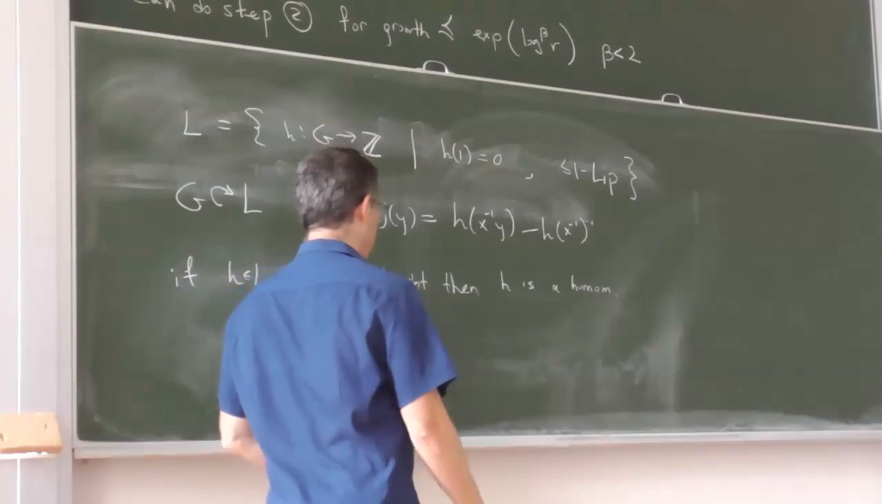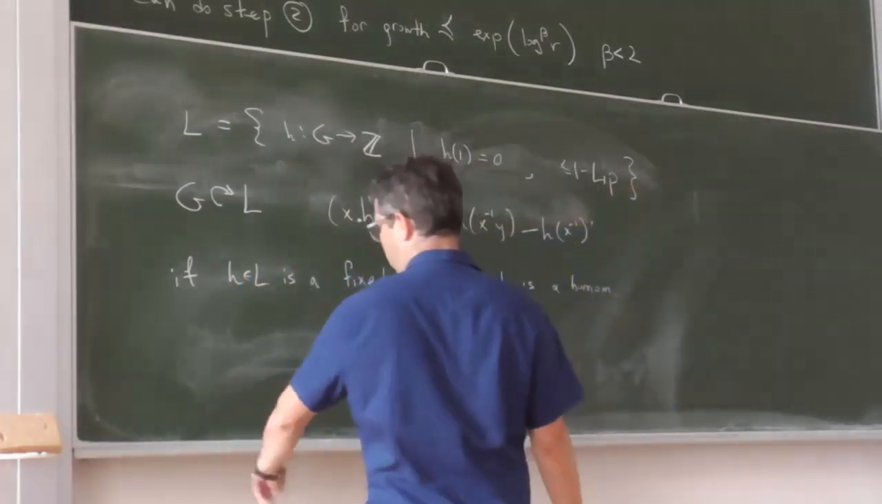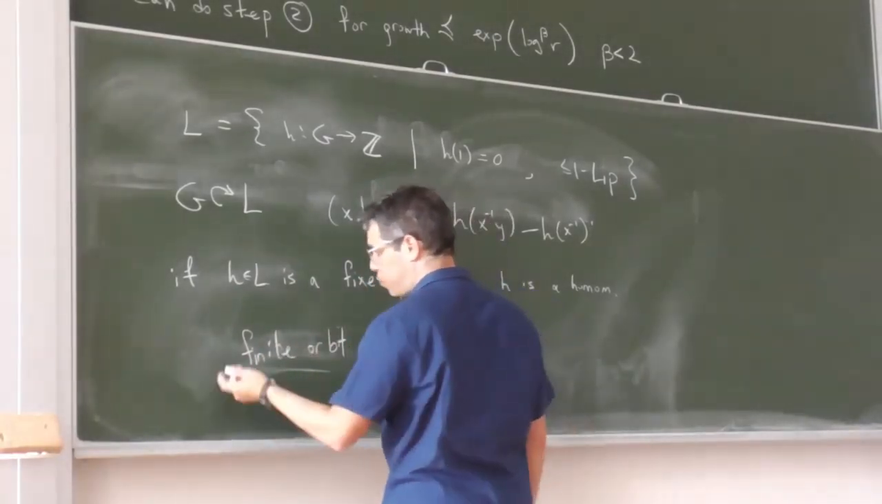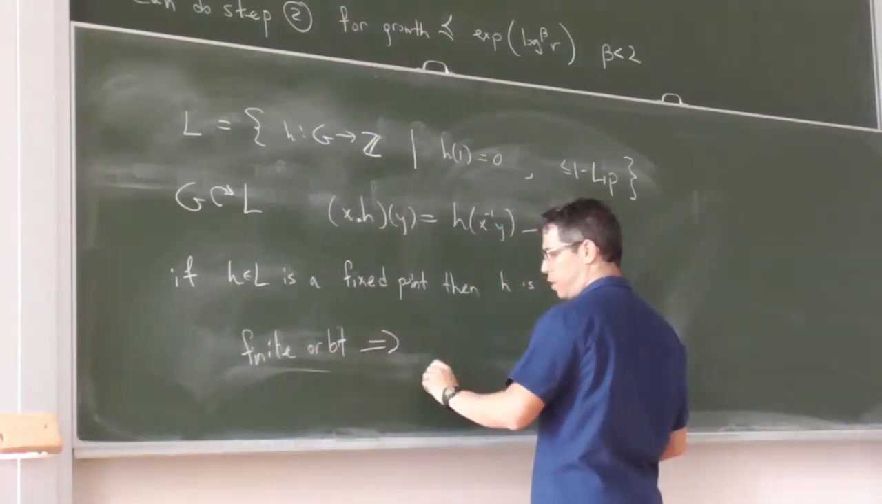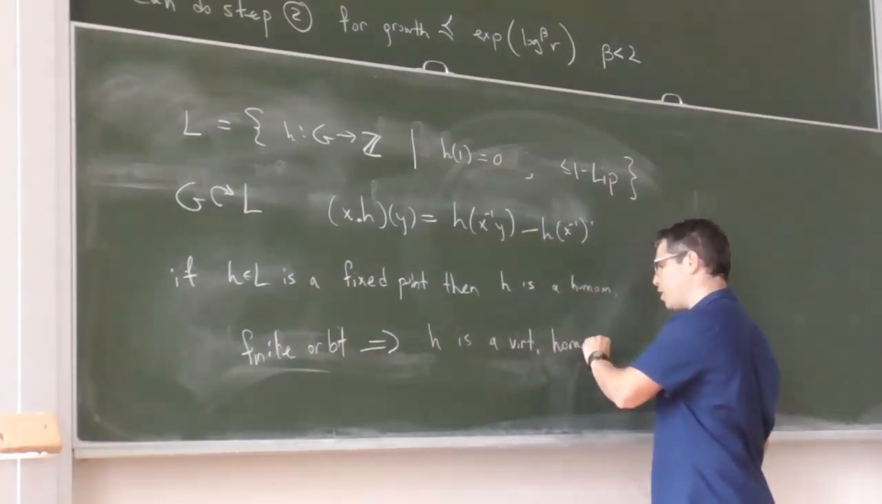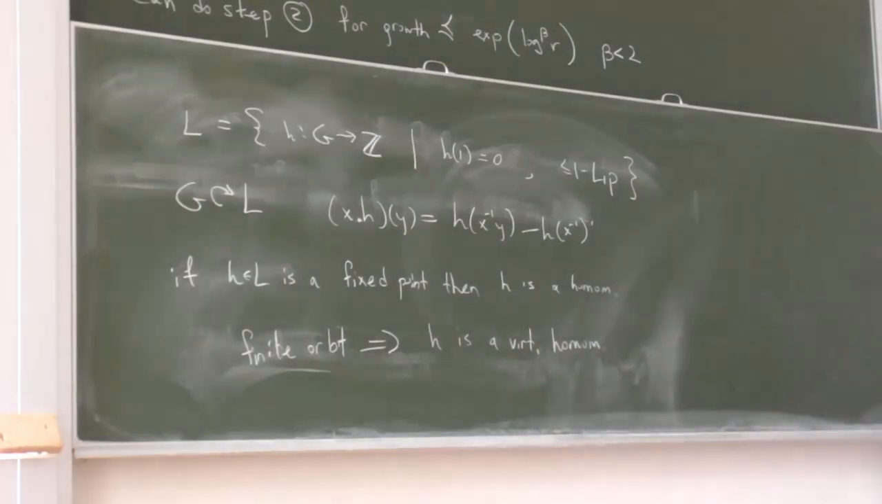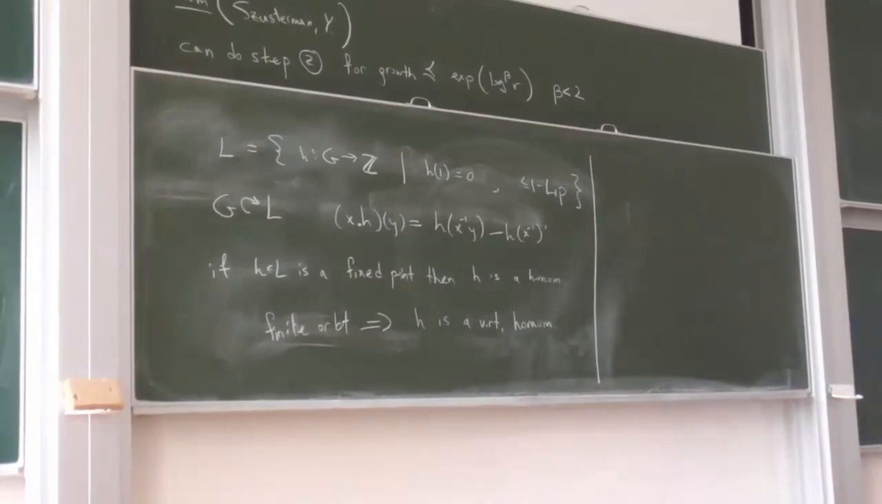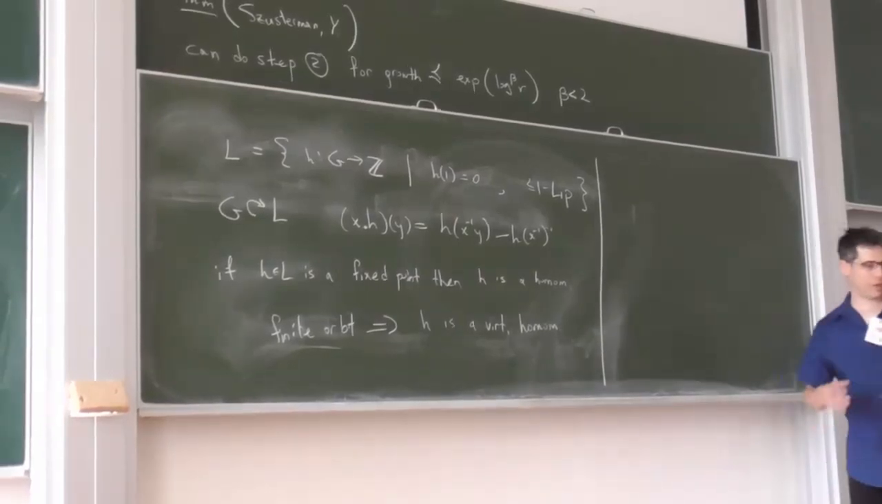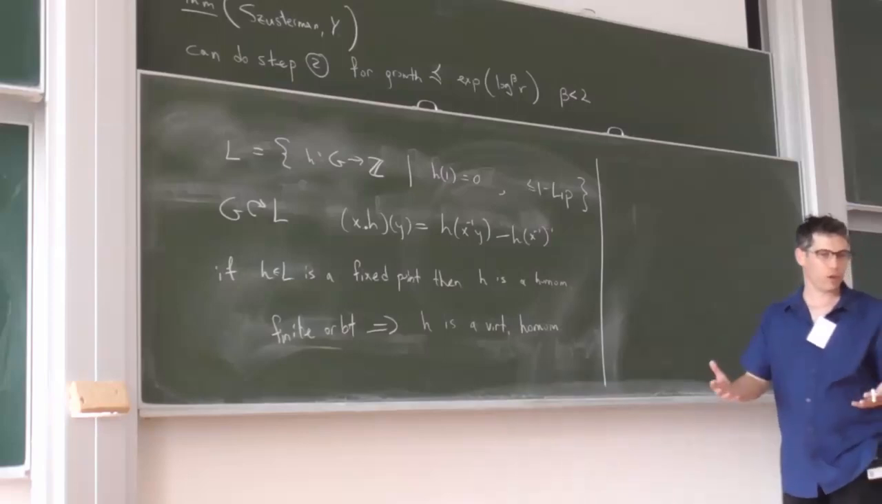And another thing is that it also detects virtual homomorphisms because of finite orbits. So if H has a finite orbit, that gives a virtual homomorphism, meaning that there is a finite index subgroup for which the restriction to that subgroup is a homomorphism. So this is a very nice space to work with. And in fact, this was considered in other contexts also by Gromov, and this space was considered as a space of boundary, as a boundary of the group.